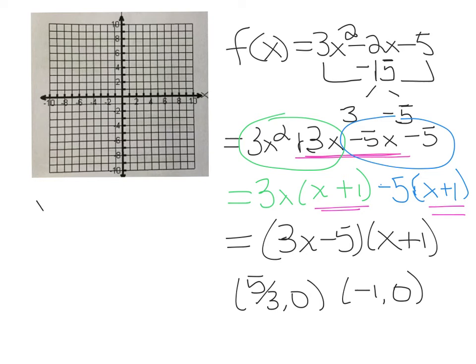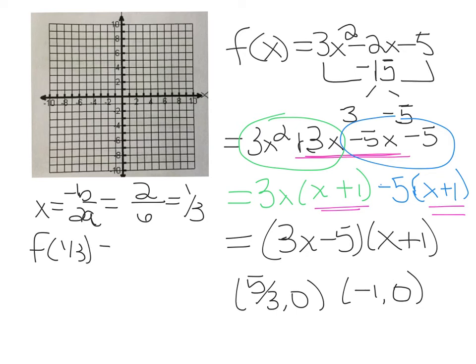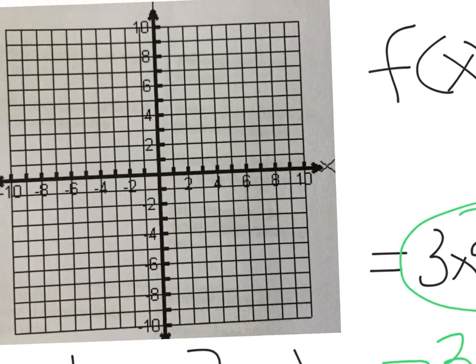And then I can also use x equals negative b over 2a to find my vertex. So it's going to be 2 over 6, which is a third. And then you're actually going to go in and find f of 1/3. You're going to plug 1/3 into the function in your calculator. And when you do that, you're going to get negative 16 thirds. So I'm going to go ahead, zoom in real quick, and graph everything that we have right now.